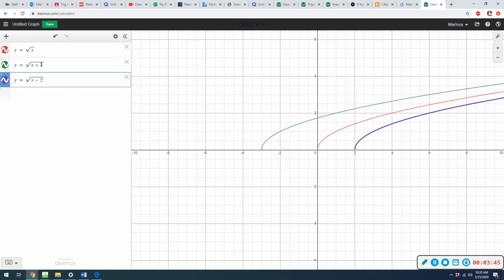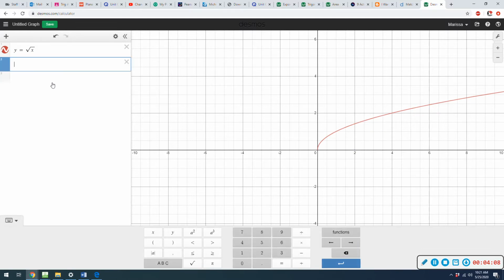So seemingly anything that gets added or subtracted inside is moving me left or right across the x-axis, but opposite, right? So like here I see a plus 3, but it goes to negative 3, and here I see a minus 2, but it goes to positive 2. So hopefully that makes sense and goes along with all the other graphs that we've graphed.